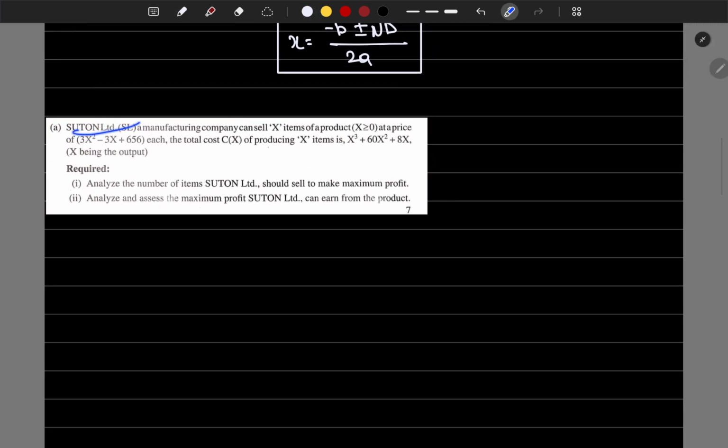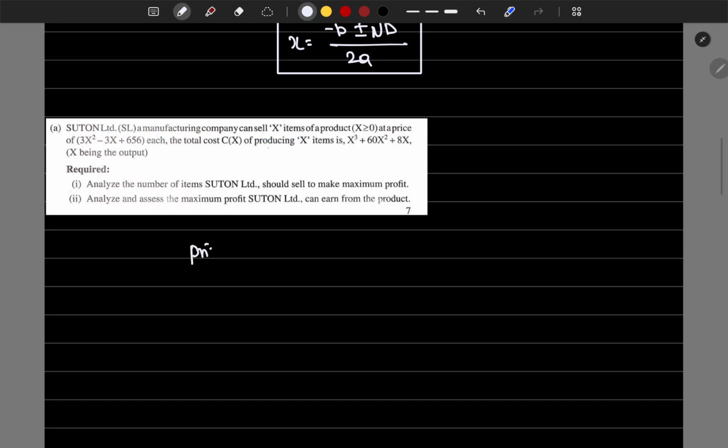What they are asking is, Sutan Limited, a manufacturing company, can sell x items of a product at a price of 3x square minus 3x plus 65. This is the sale price they have given. They have also given the cost, which is x cube plus 60x square plus 8x. They have given the selling price as well as the cost.